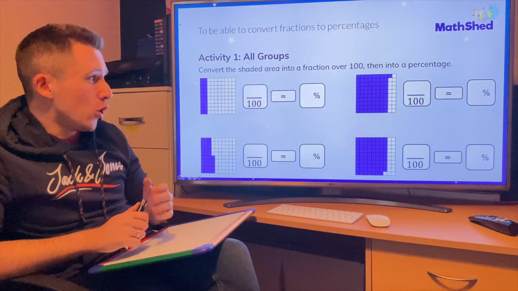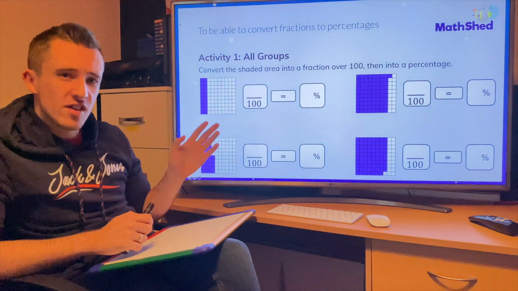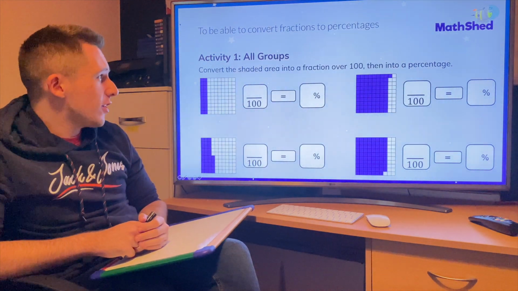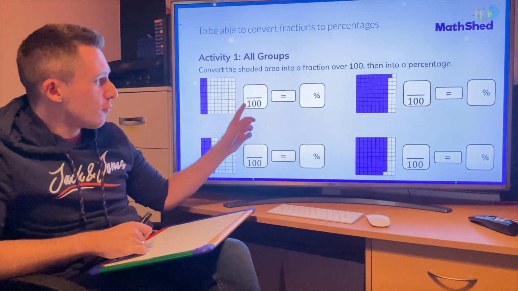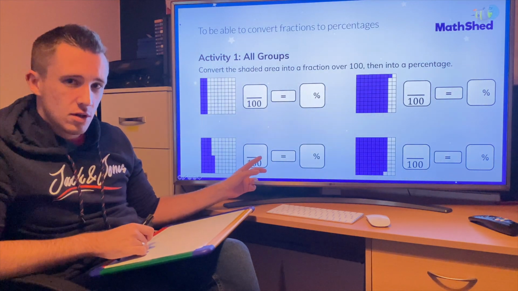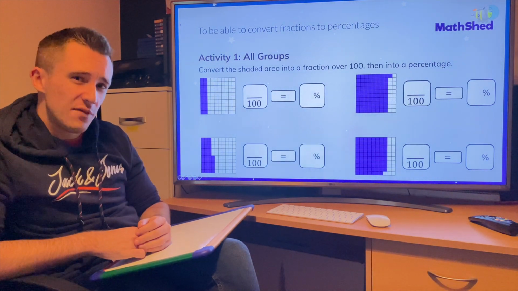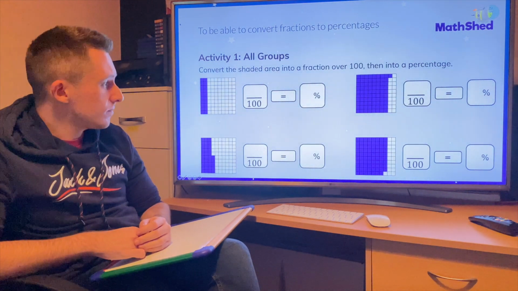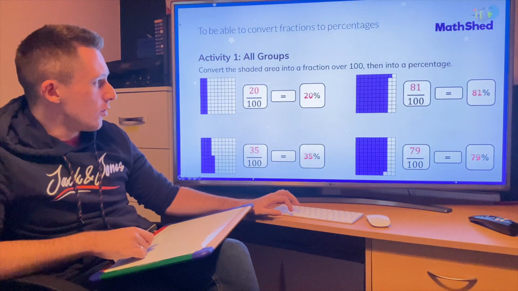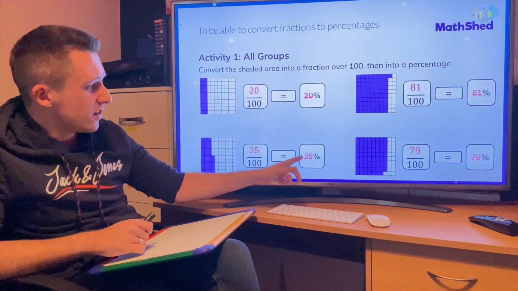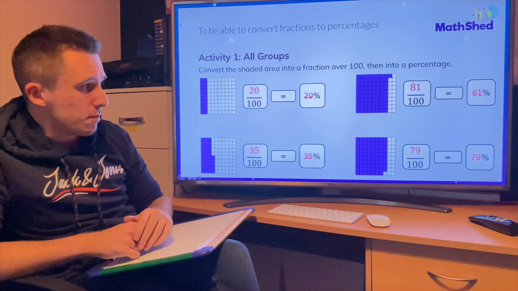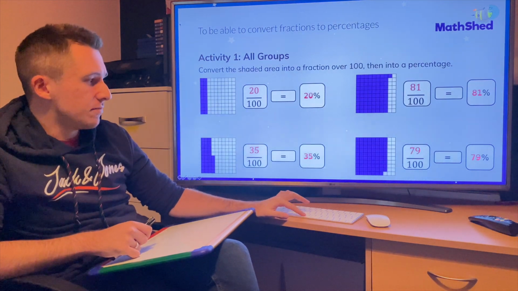Activity 1 then, for all groups, and I'm hoping you can see this on the video. Can you have a go, please, at working out what the fractions are over 100, and then what they would be as percentages, please? Pause the video now, have a go. Okay, answers are on screen for you. We have 20%, 35%, 81%, and 79%.